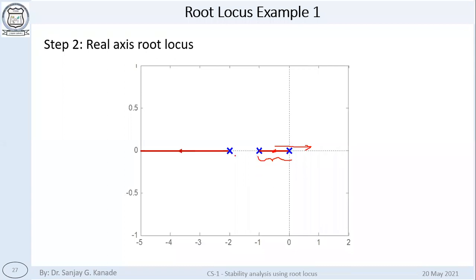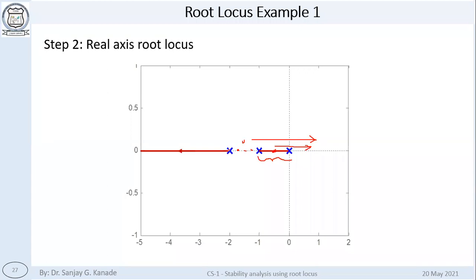The section between -1 and -2 is not on the root locus, because if you take any point in between here, whatever point you take, how many roots are on the right hand side? 2. So if there are 2 roots on the right hand side, it means this number is even. We need an odd number of roots on the right hand side, and that's why this section is not on the root locus.